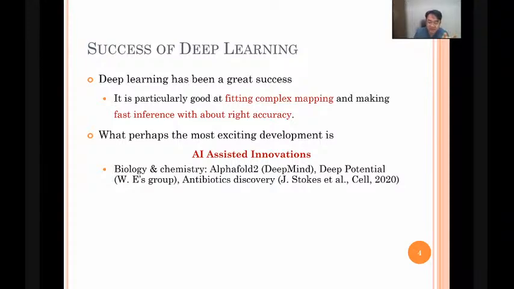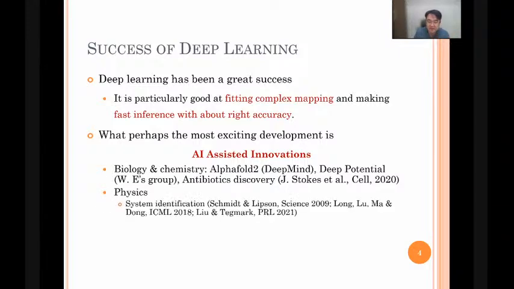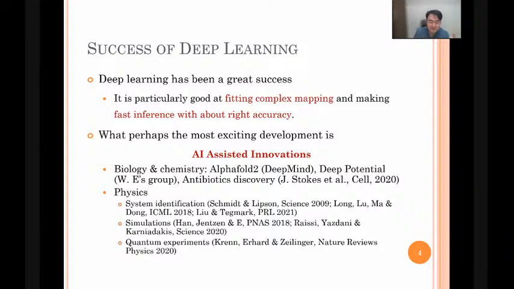For example, AlphaFold 2, Deep Potential, and antibiotics discovery. Okay, this is from biology and chemistry. And also in physics, we have system identification, simulations, and also AI can assist us to decide the settings for quantum experiments before we actually do those experiments, which could be very, very expensive.